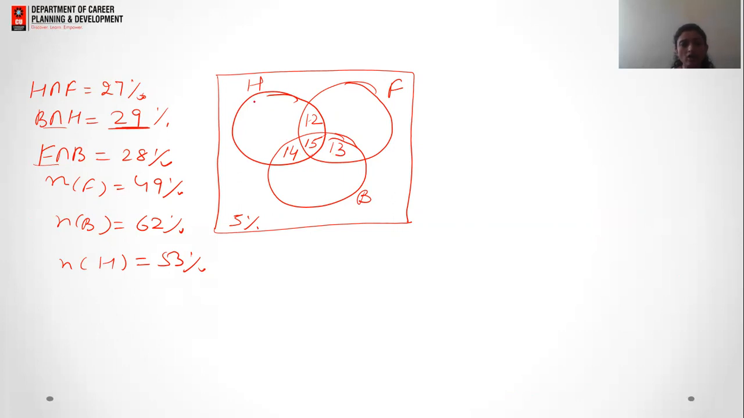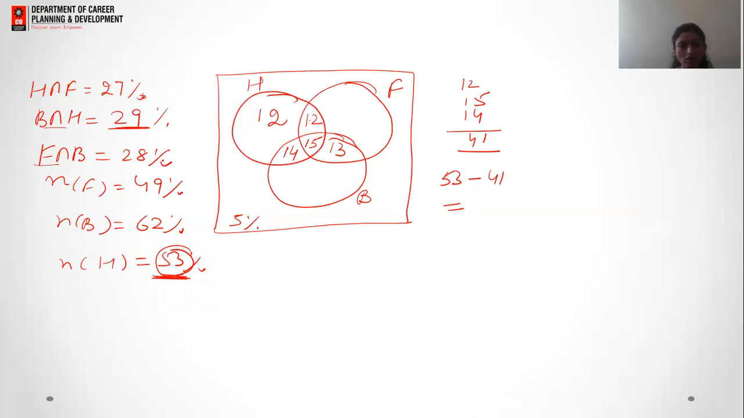Now we have to find only hockey. How many students like only hockey? There are 53% students who like hockey, and we have to find the students who like only hockey, not any other game. So if we subtract these three, means 12, 15 and 14, that is 41, out of 53, because 53% students like hockey. If we subtract the common portion of hockey with football, basketball and all the three games, we are left with the number of students who like only hockey. It means 12% students like only hockey.